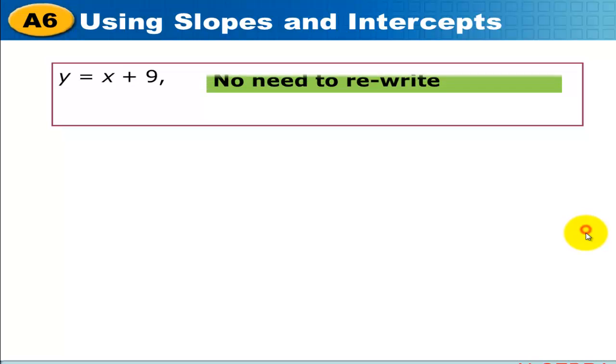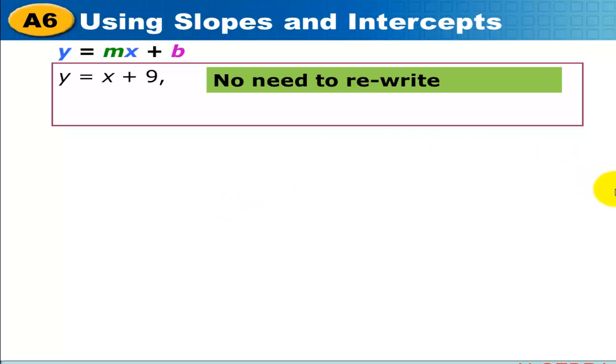Y equals x plus 9. We don't need to rewrite this because this format is already in slope-intercept form. So what is our slope? The number besides our x. Now again, we can't see the number, but there's always a 1 in here. So the slope is 1, not 1x, it's 1, and the y-intercept is equal to 9.